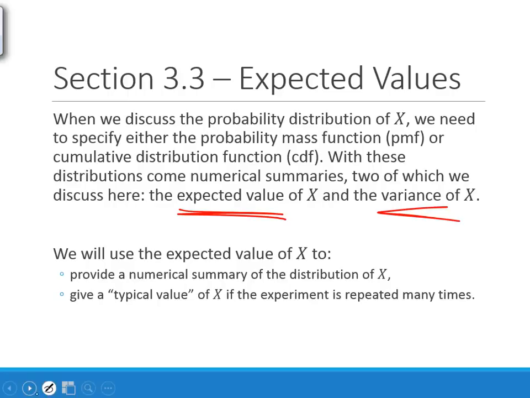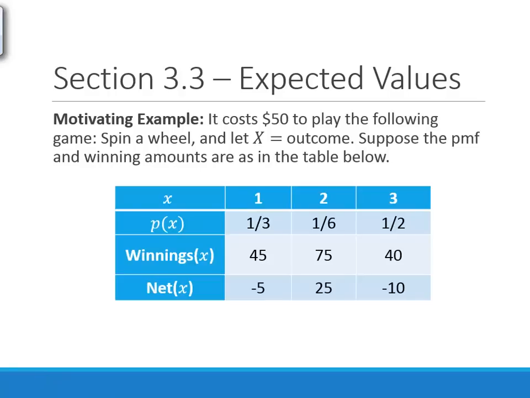So as a motivating example here, I'm going to go back to gambling. It's our favorite thing here. So suppose we have this game. It's a very simple game where you spin a wheel and it costs $50 to play. Capital X now is our outcome. So you can get a 1, 2, or 3. So this is maybe a wheel with three wedges on it. And we have certain probabilities of getting each one of those values.